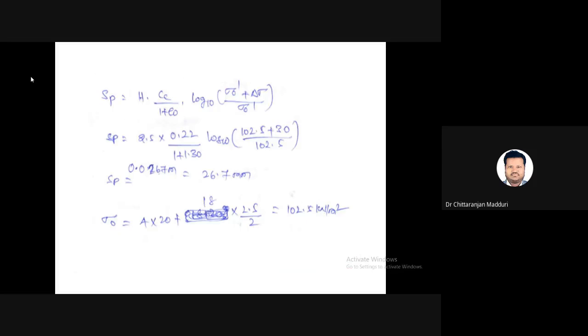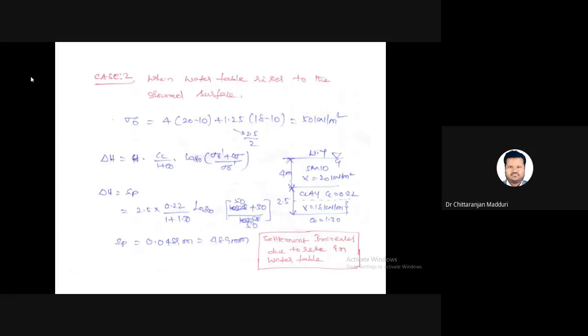When there is no water table, settlement is equal to 26.7 mm. When water table rises to the ground surface, settlement is 48.9 mm. So the conclusion is settlement increases due to rise in water table.